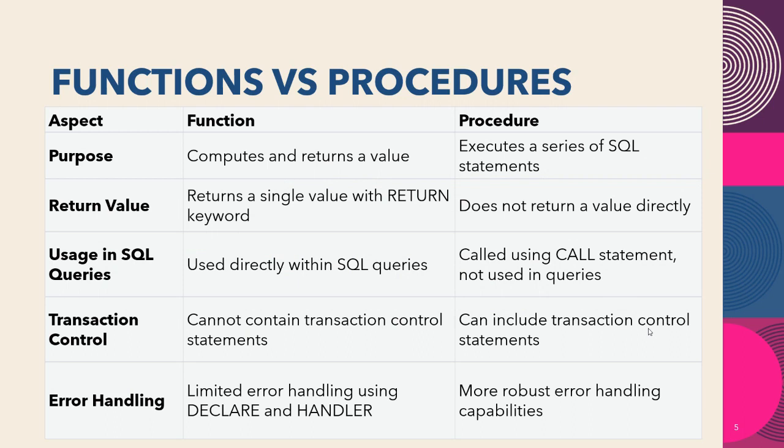Now, let's see some overall differences between the procedures and the functions. Purpose: it computes and returns a value in case of a function, but a procedure executes a series of statements. The main purpose of the function is to compute based on your input and return some value. The main purpose of the procedure is to execute a series of SQL statements. Now moving to return value. A function returns a single value and returns with the return keyword. And a procedure has no return as such, it does not return a value directly.